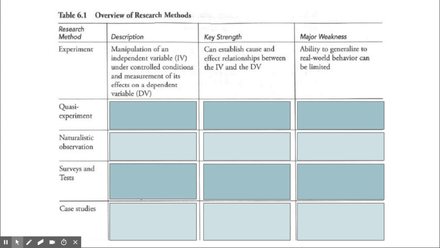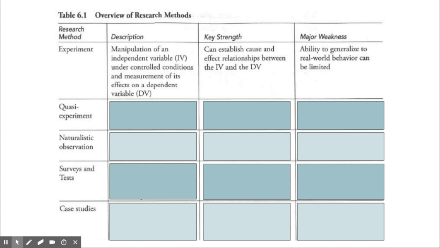The weaknesses, the ability to generalize to the real world behavior that can be limited. So it doesn't necessarily always relate back to what might be more practical uses outside of the lab, so to speak.